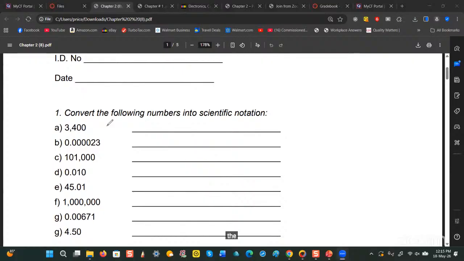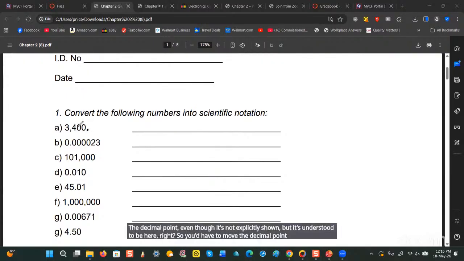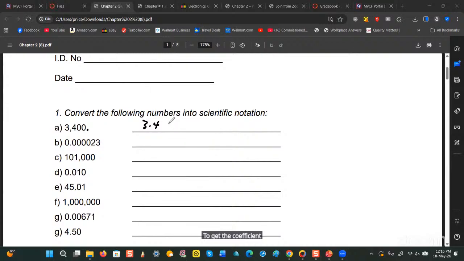Okay, so in the case of the first one, the decimal point, even though it's not expressly shown, is understood to be here, right? So you'd have to move the decimal point 1, 2, 3 spaces to get the coefficient, which is 3.4, and then you multiply by 10 to the 3, and that's it, right? So the answer would be 3.4 times 10 to the 3. In the case of B, the decimal point is here. Now you have to move it to the right. 1, 2, 3, 4, 5. So that will be 2.3 multiplied by 10 to the minus 5.